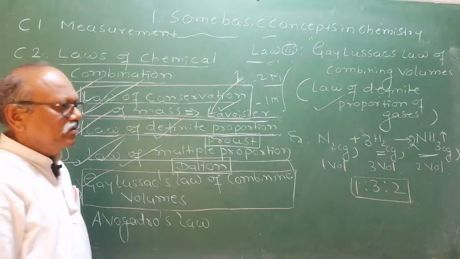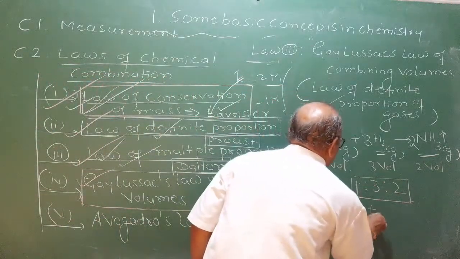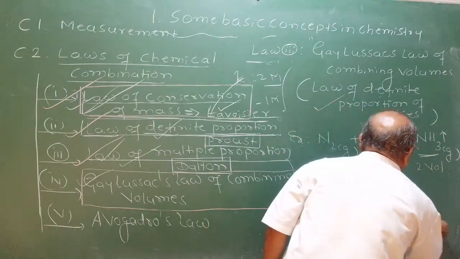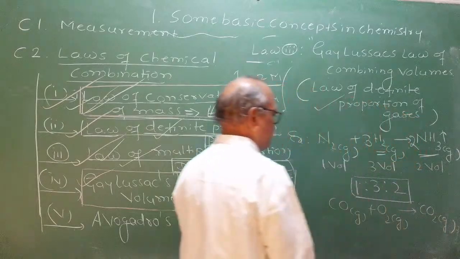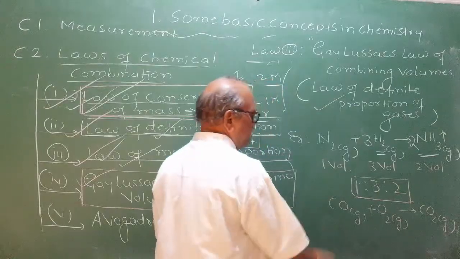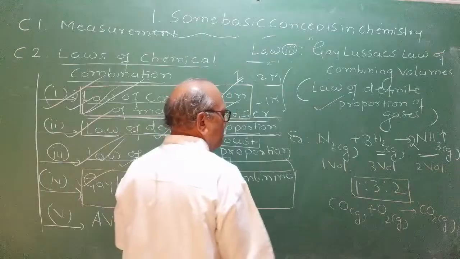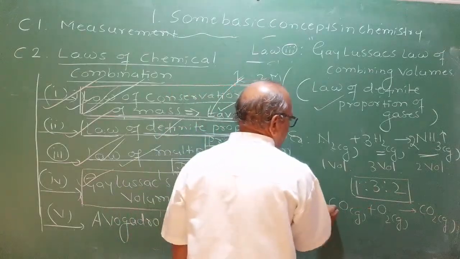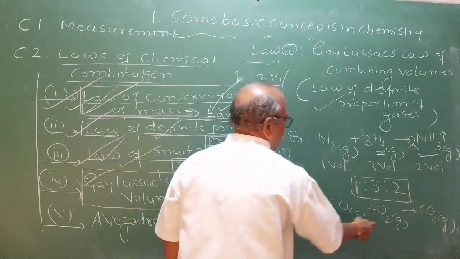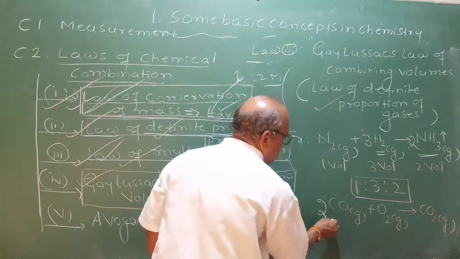Are you getting me? And if you take carbon monoxide gas plus oxygen gas forms carbon dioxide gas. Balance the equation. All of them are gases. Carbon monoxide is a gas, oxygen is a gas. When combined, you are getting carbon dioxide gas. Balance the equation. What do you get here? Carbon 1 atom, 1 atom. Oxygen atoms are how many? 3. Odd number. Whenever you get an odd number of atoms, make it even by taking 2 CO.